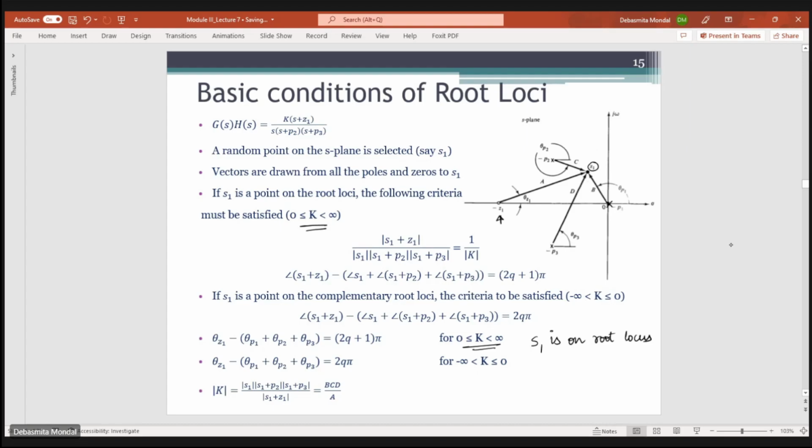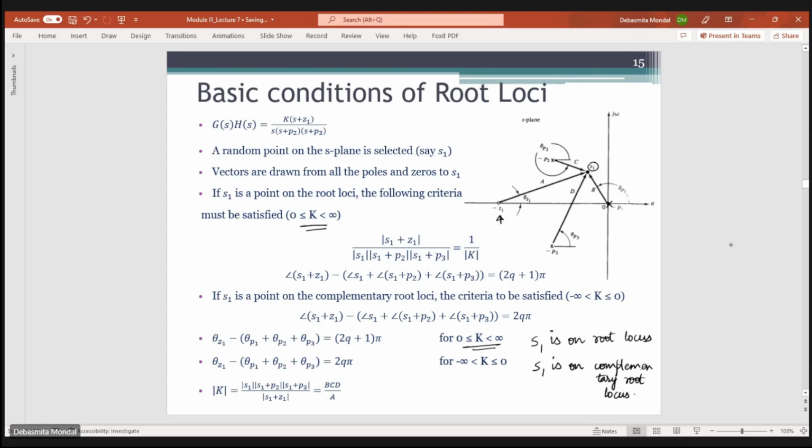And for S1 to be on the complementary root locus, for negative values of k, if this angle equation is equal to 2q times pi, then we will say that S1 lies on the complementary root locus.